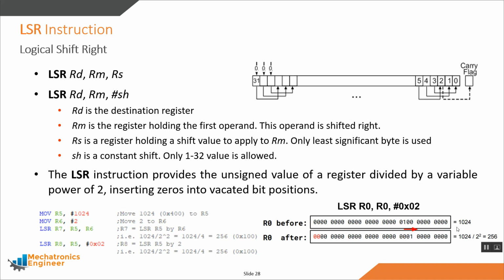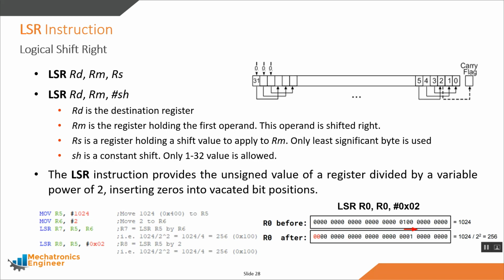The value in register R0 is 1024. It is a decimal value, and when we do logical shift right, you can see every bit is shifted towards the right by 2 places, and the new value becomes 256, which is equivalent to dividing the original value by 2 raised to power 2, where 2 is the constant shift.